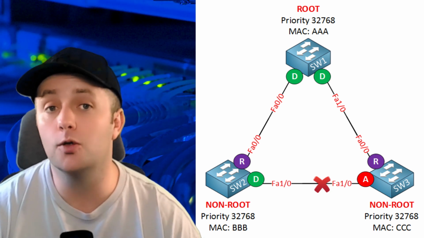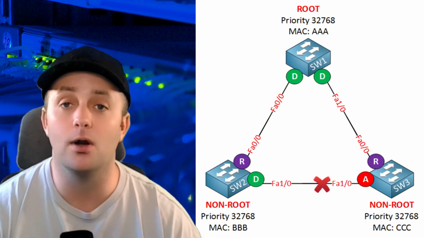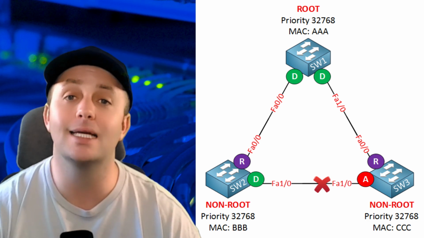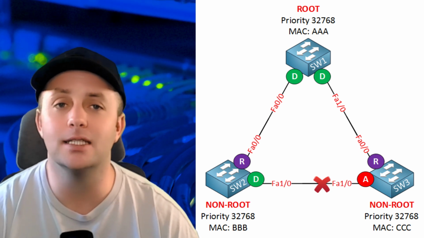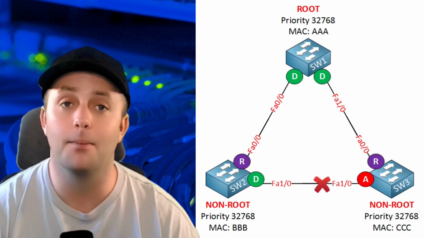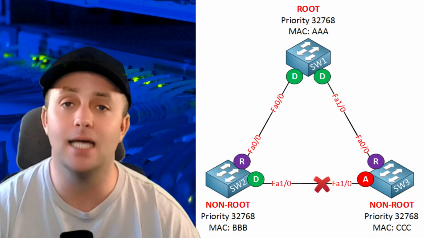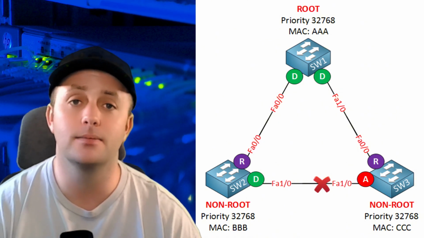STP prevents switching loops, which can occur when there are multiple paths between switches in a network. A loop in the network can cause broadcast storms and bring the entire network down. Been there. STP solves this by creating a loop-free logical topology, ensuring that only one path is active at any given time, while keeping other paths on standby in case of failure. Spanning tree's role in network stability is vital, especially in larger networks where multiple switches are interconnected.